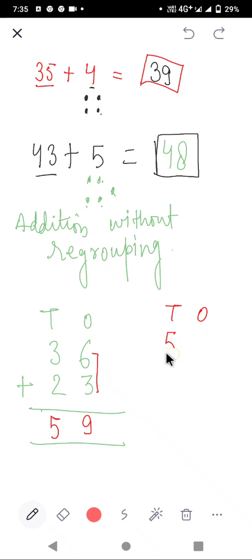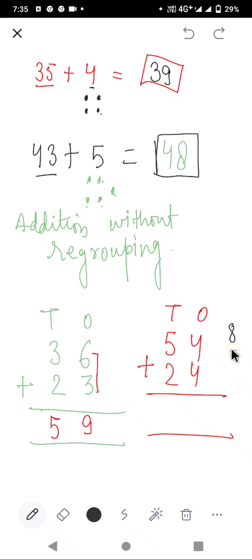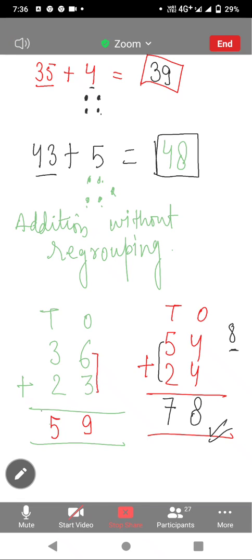Let's take another example. 4 plus 4 is 8. 8 is also a one digit number, so we can write 8 here at the ones place. There is no need to regroup or put a carryover. When we get a one digit number there is no need to regroup it. Now 5 plus 2 is 7 only. So 54 plus 24 is 78. Like this you have to do addition without regrouping.